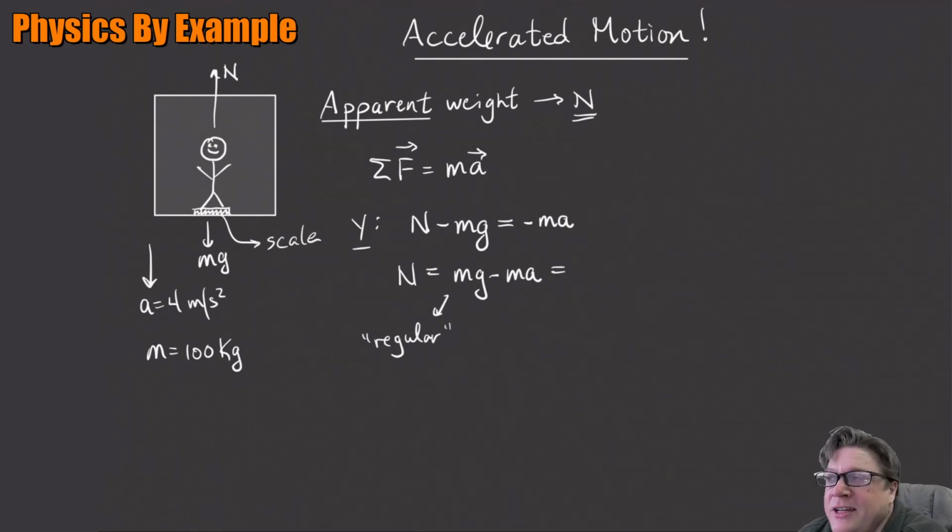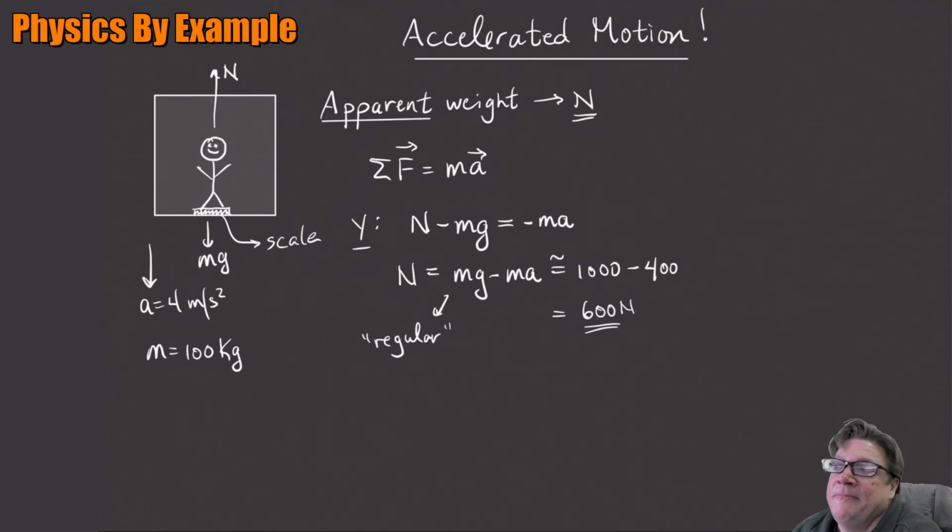As usual, we're going to say g is about 10. And if I put my little approximate sign, I can do anything I want. So this is going to be 1,000 newtons minus 4 times 100, so minus 400 newtons. So this is going to be 600 newtons, right? Significantly less. You weigh less when you're going down. Very cool.